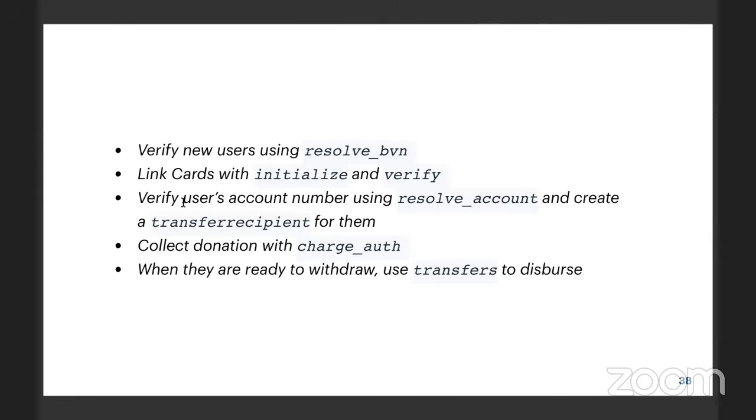And then next is that we take his account number, because at some point we're going to need to send money to him. So we take his account number, we resolve his account number, and we create a transfer recipient using his account number. So when it's time for him to pay, we use charge authorization to charge his account. When it's time to give him money, we use our transfers API to send money to him, right? So this is a very, very simple walkthrough of how you can build amazing financial products using Paystack tools.